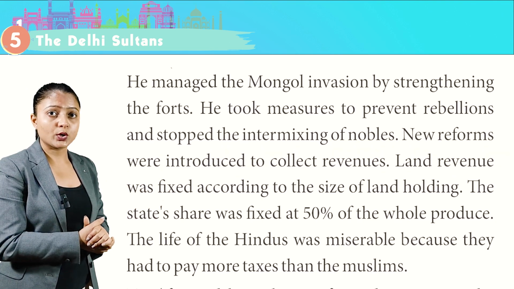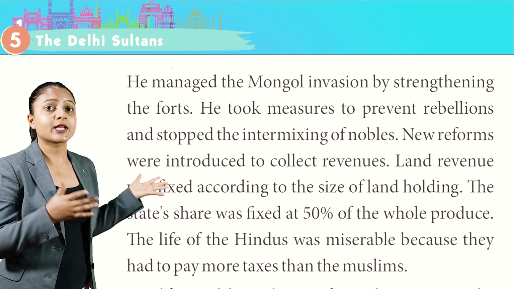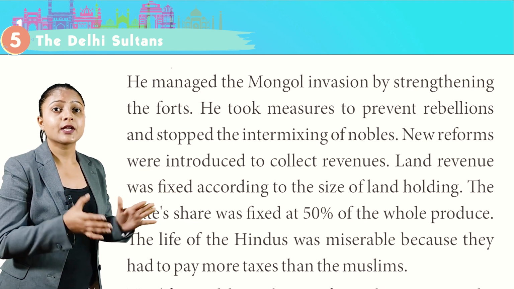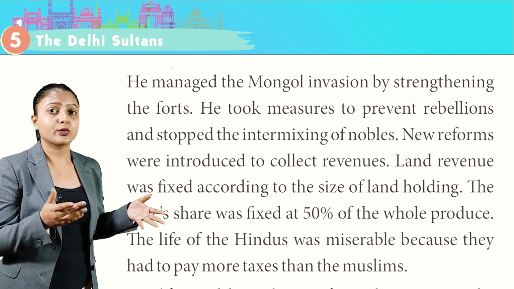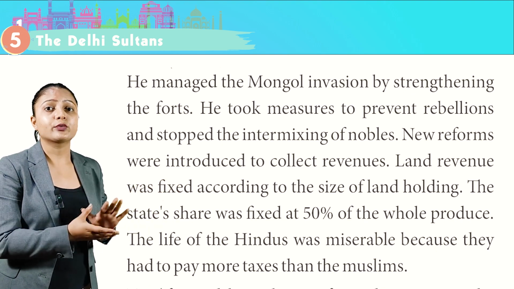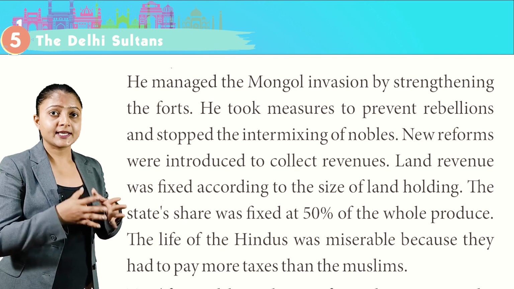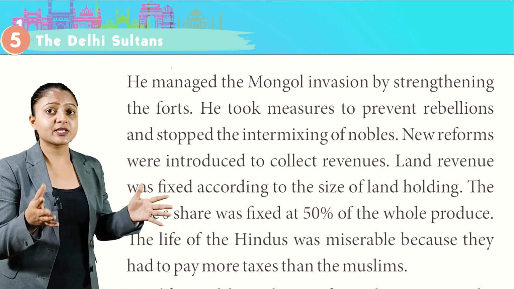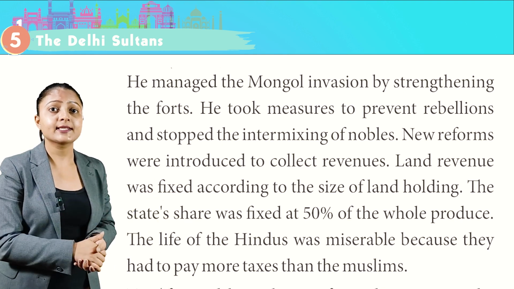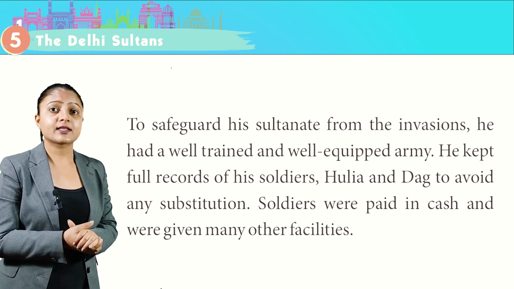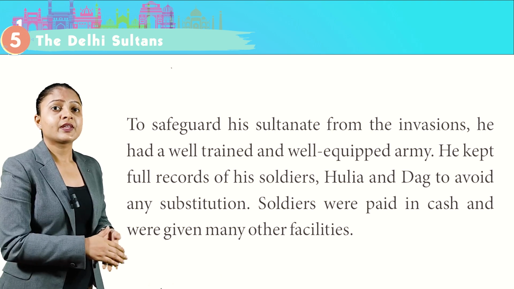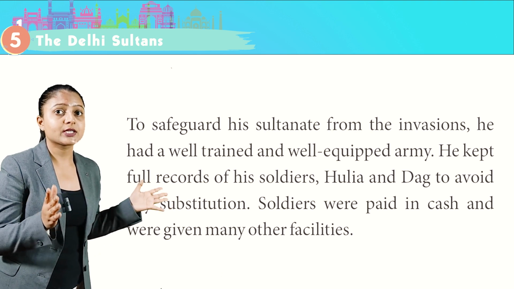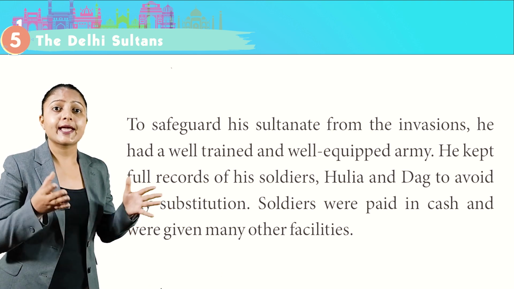He managed the Mongol invasion by strengthening the forts. He took measures to prevent rebellions and stop the intermixing of nobles. New reforms were introduced to collect revenue. Land revenue was fixed according to the size of land holding. The state share was fixed at 50% of the whole produce. The life of the Hindus was miserable because they had to pay more taxes than the Muslims. To safeguard his sultanate from invasions, he had a well-trained and well-equipped army. He kept full records of his soldiers, Hulia and Dag, to avoid any substitution.